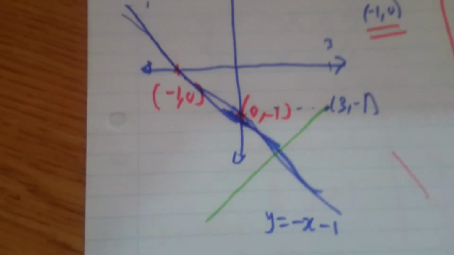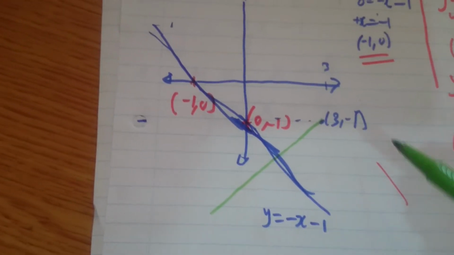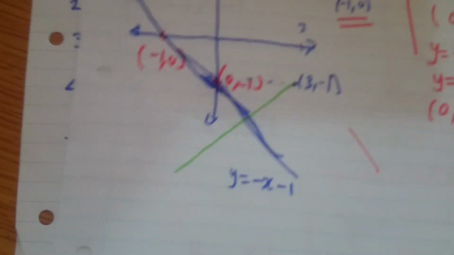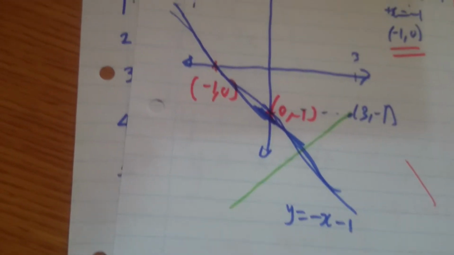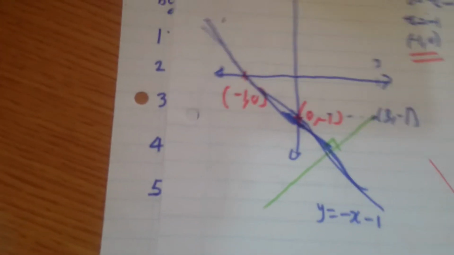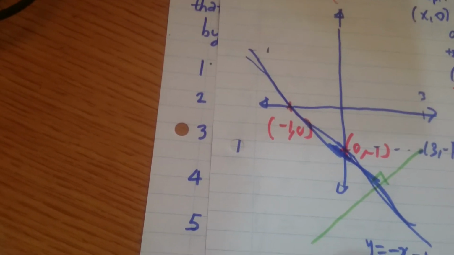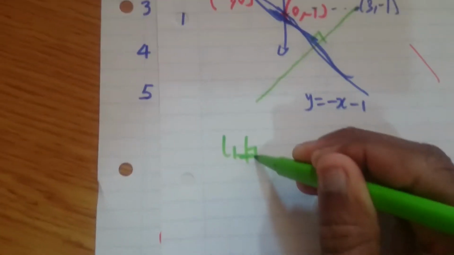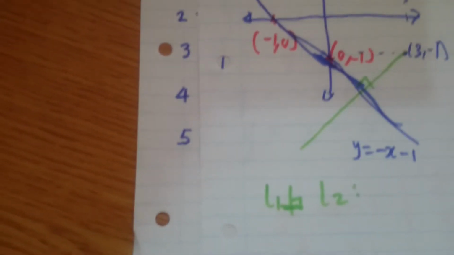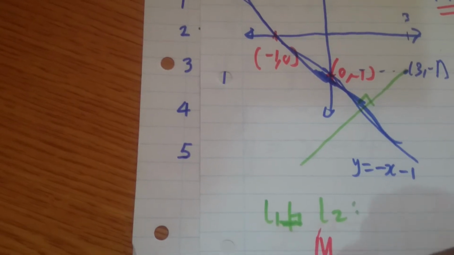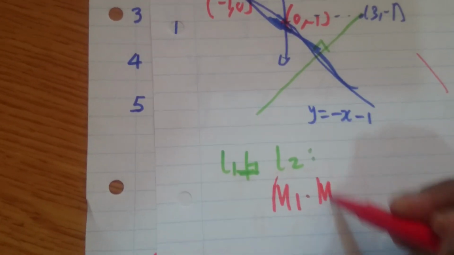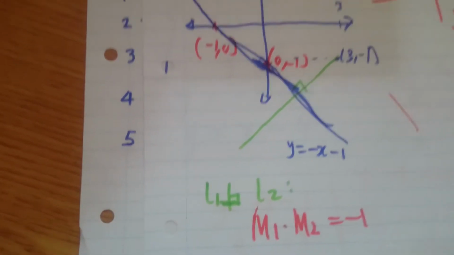So now, what do they want? They want the equation of this new line. We have a very simple rule here: whenever two lines are perpendicular, meaning they make an angle of 90 degrees, if line 1 is perpendicular to line 2, then the slope of the first line multiplied by the slope of the second line equals -1.